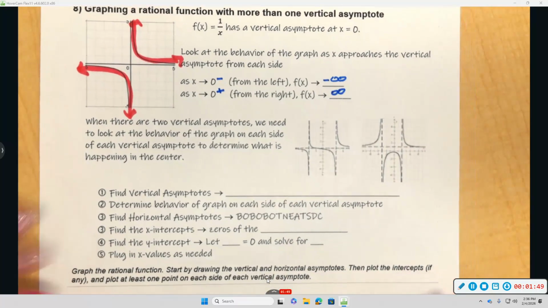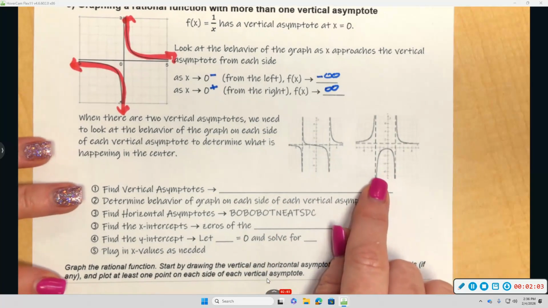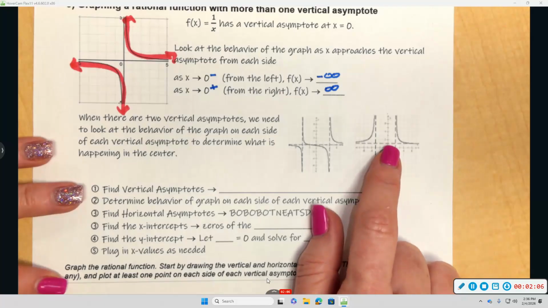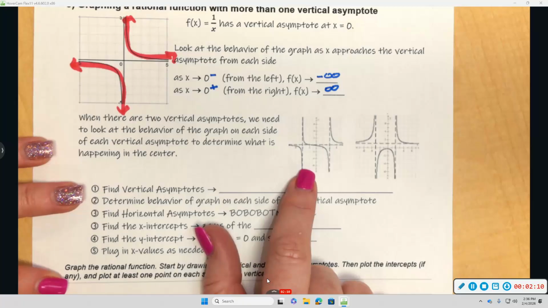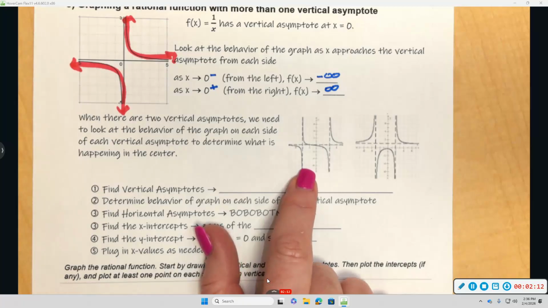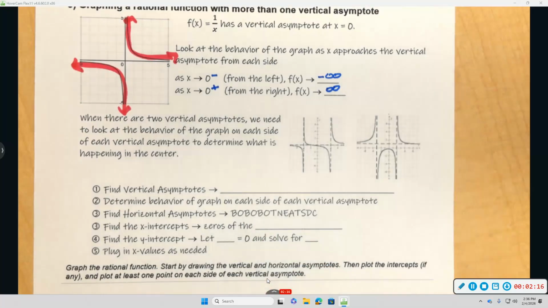When there are two vertical asymptotes, we've got to look at the behavior of the graph on each side of each vertical asymptote to determine what's happening in the center. Notice this graph here does not cross the horizontal asymptote, but this graph does. I know that's not intuitive because it's an asymptote and we shouldn't be crossing those, but it does happen.